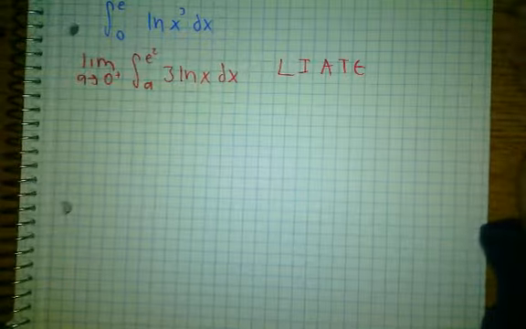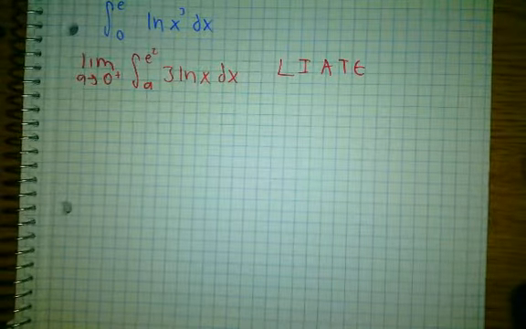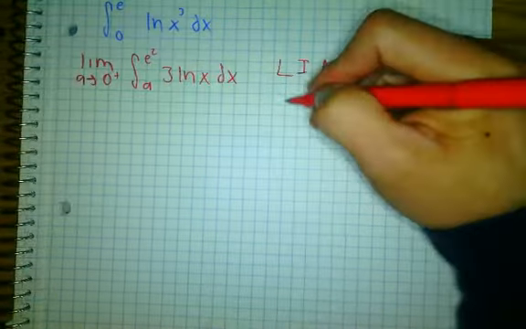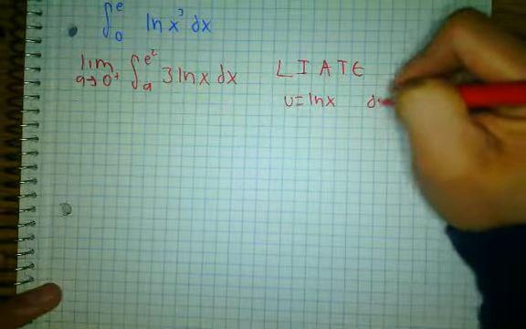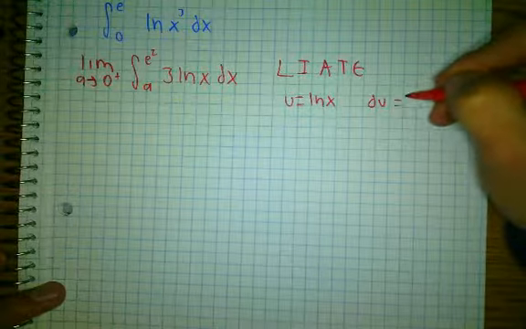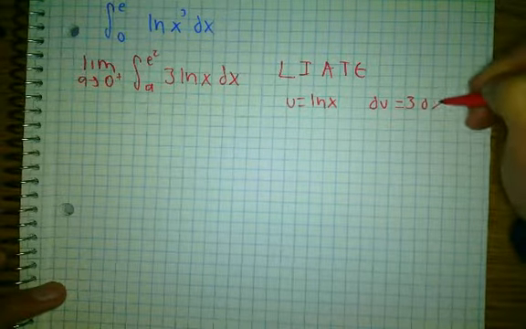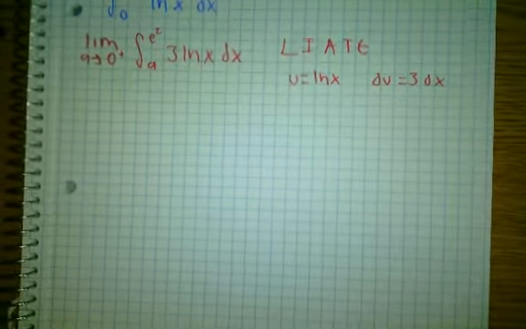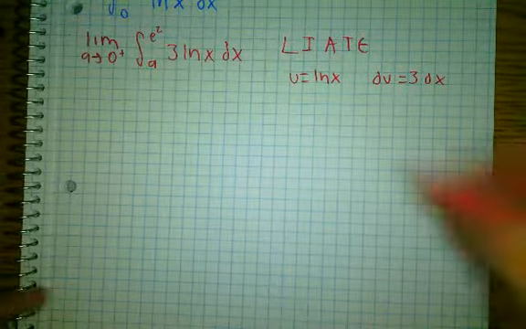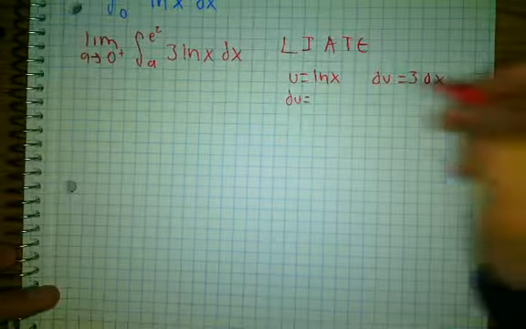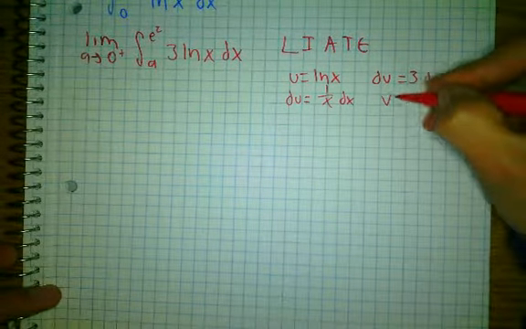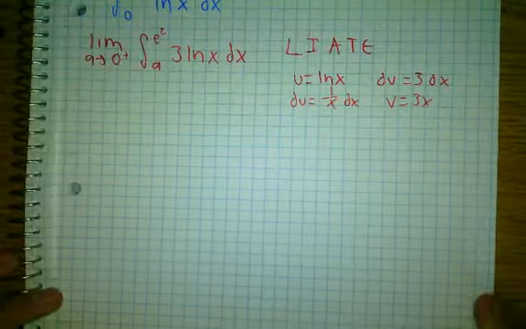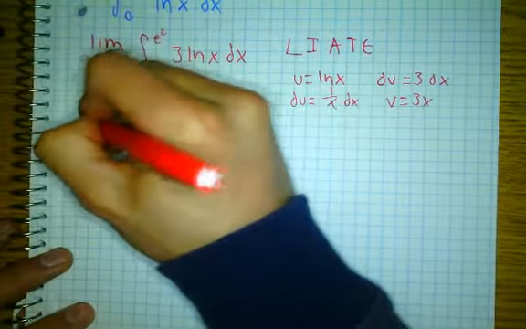Stay with me. Right away, what's u? u equals the natural log of x. And what's dv? dv equals dx. Can I go ahead and keep the 3 with that? So 3 dx. It actually makes things a lot easier. Promise. So what's du? 1 over x dx. And what's v? 3x.